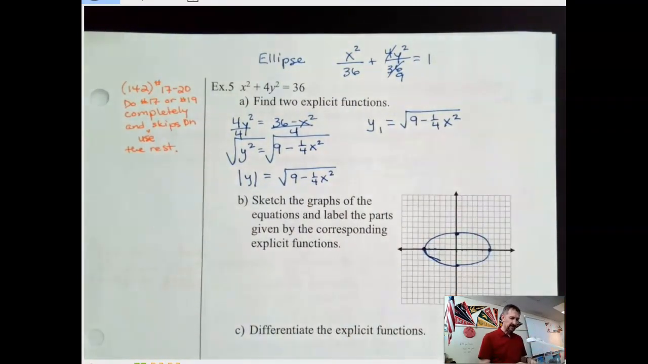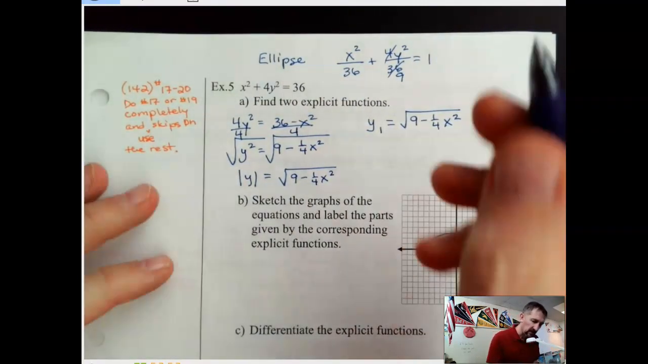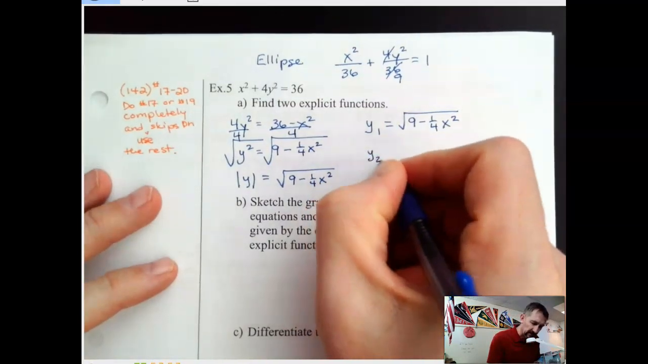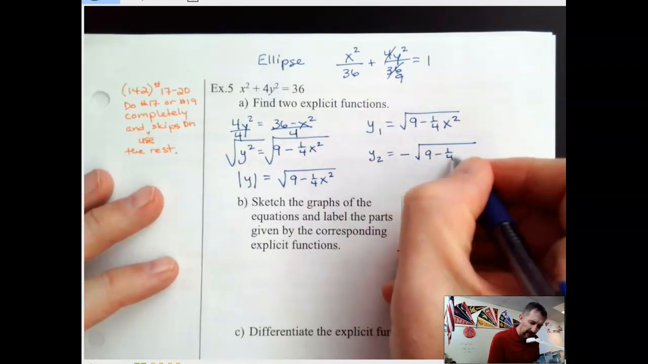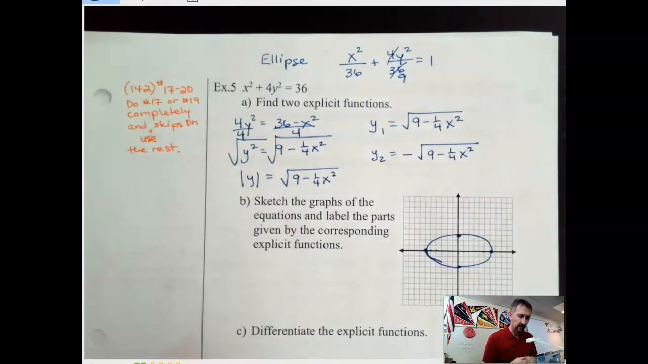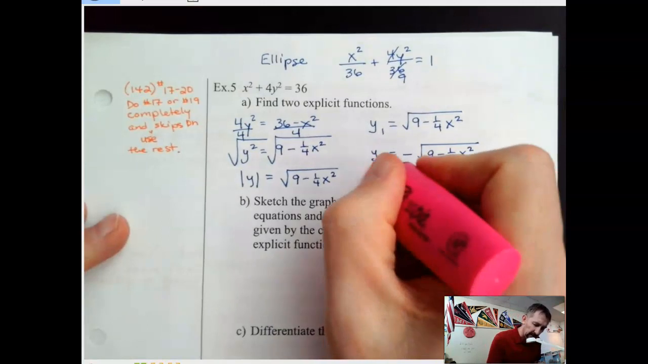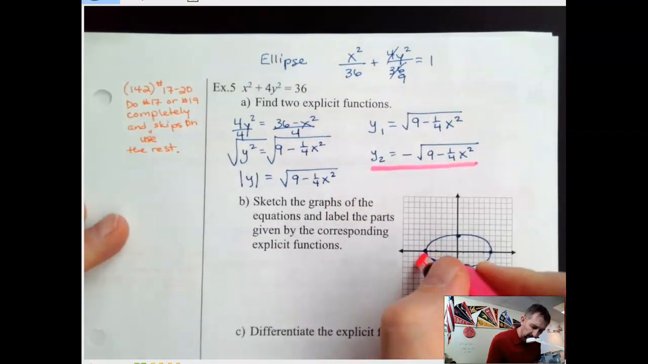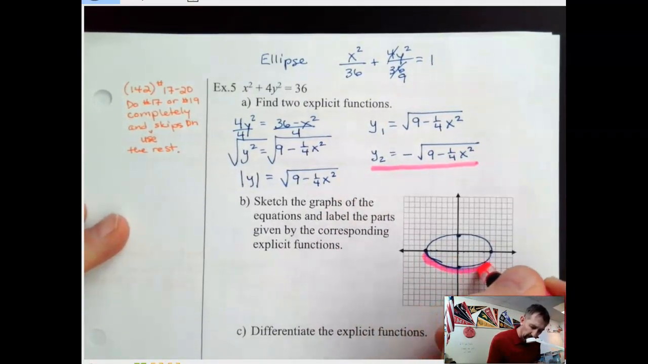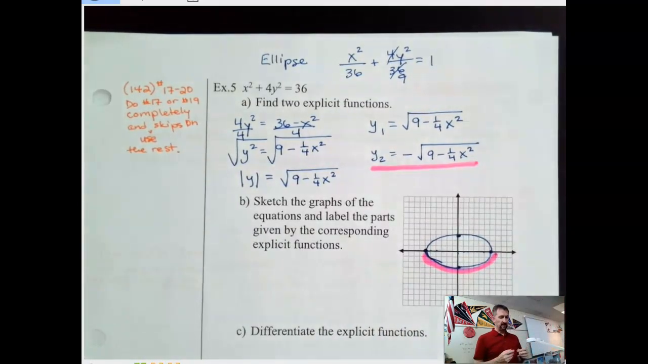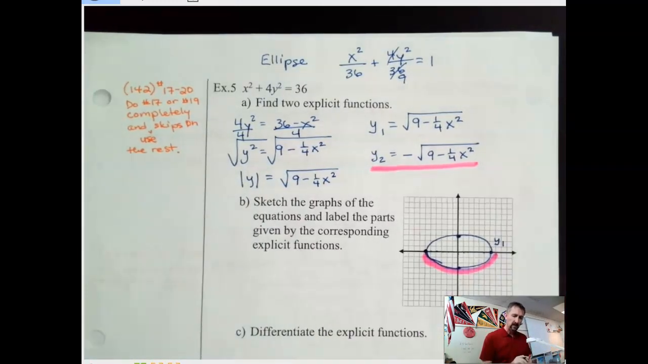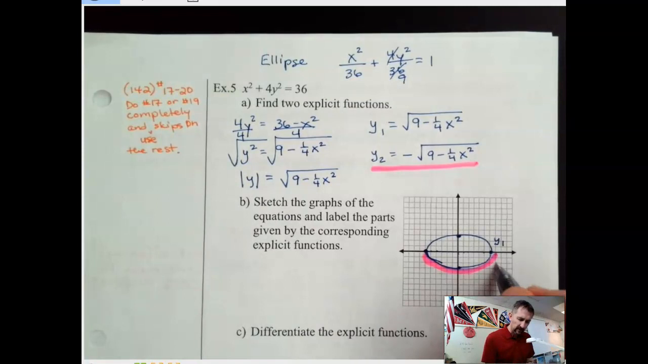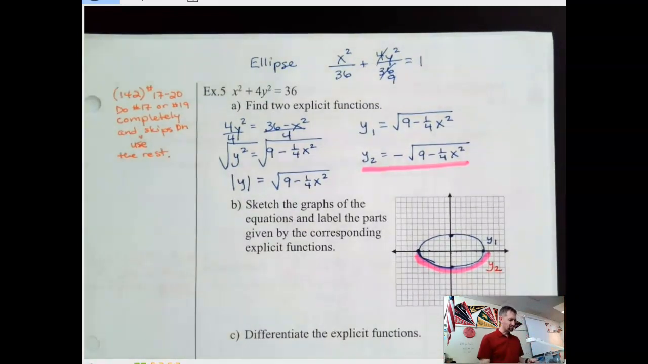I already kind of should have done this differently, so let me just do y2. That's going to be negative, and that would have been down there. So I'm just going to color code that. I guess I could label them. So this is going to be y1 up here, and this is going to be y2 down here.